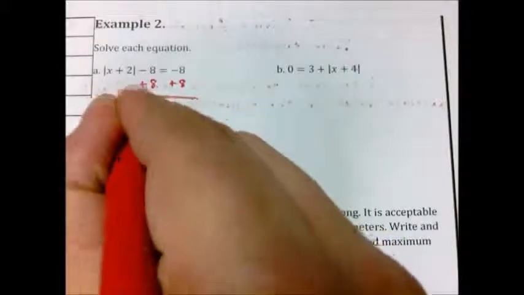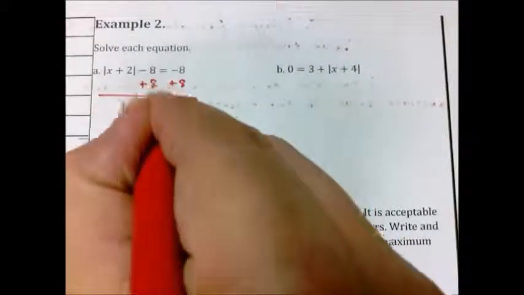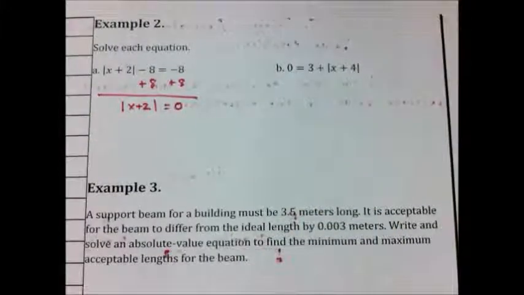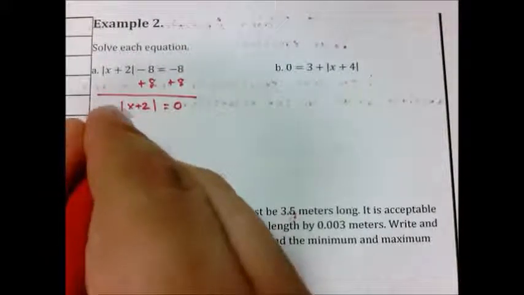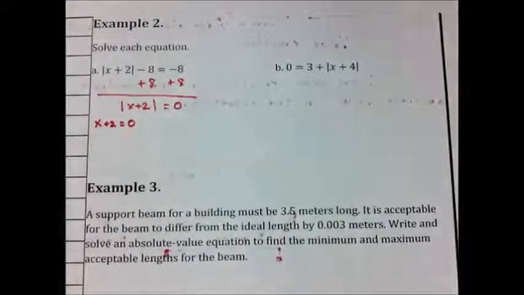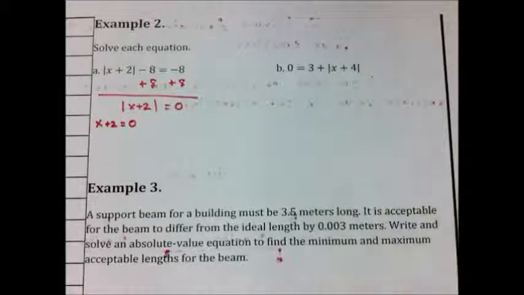We end up getting the absolute value of x plus 2 is equal to 0. Okay. Now we can drop the absolute value symbol. We've got x plus 2. We're going to set that to the positive value of 0, and we're going to set that to the negative value of 0. But if we try to do that, 0 is just 0. There is no negative 0. It's still going to be 0. So what ends up happening here is that we actually only have one solution to this problem.